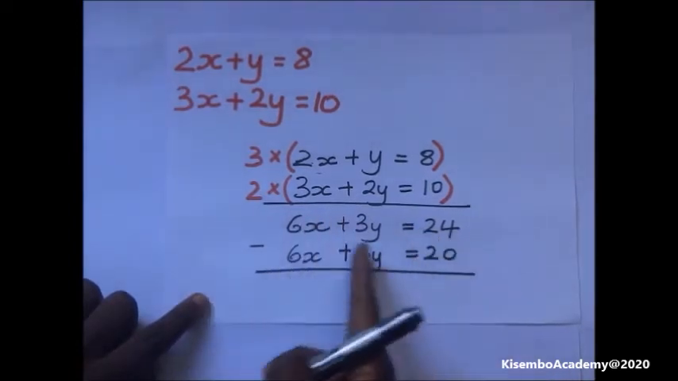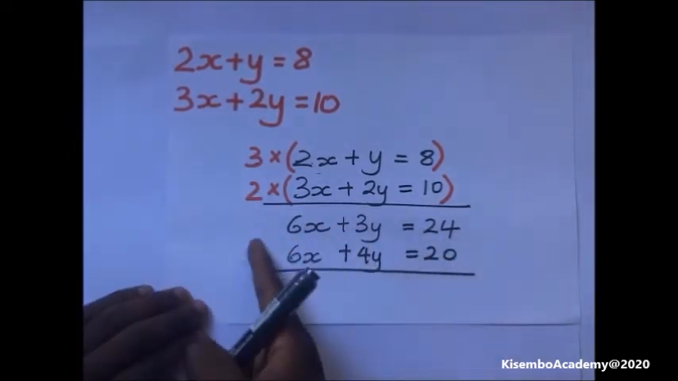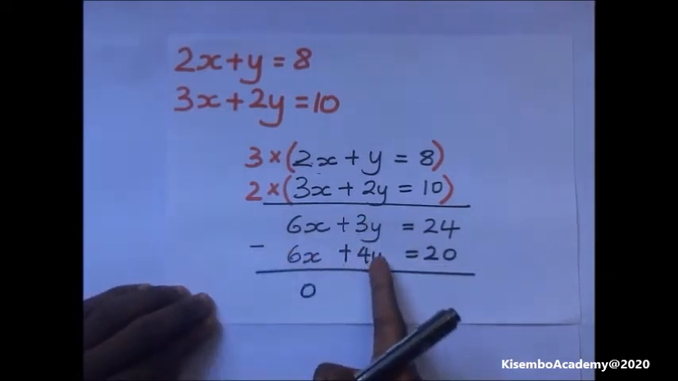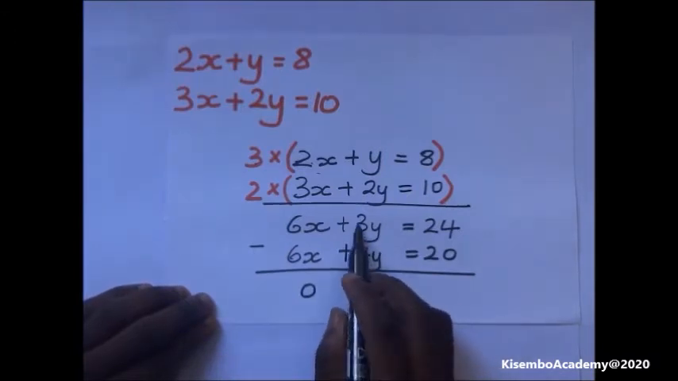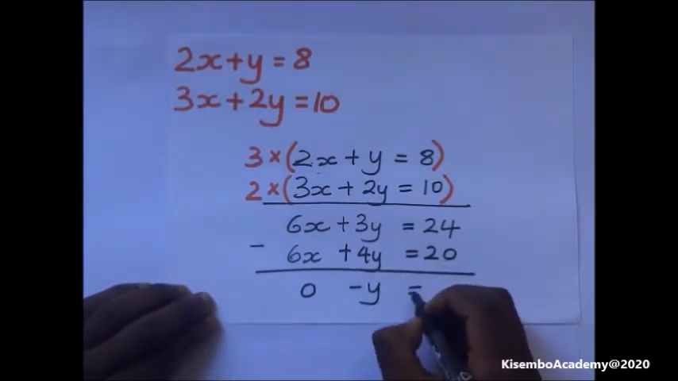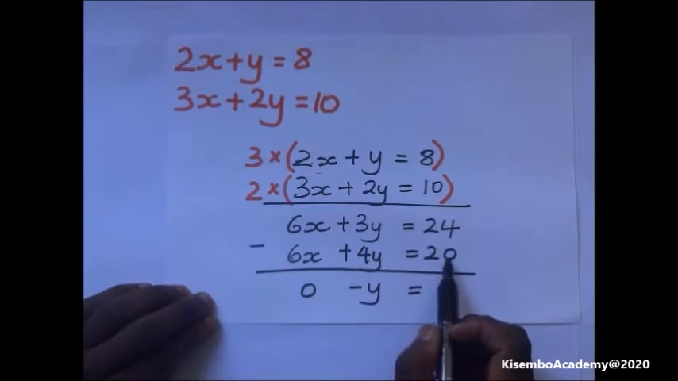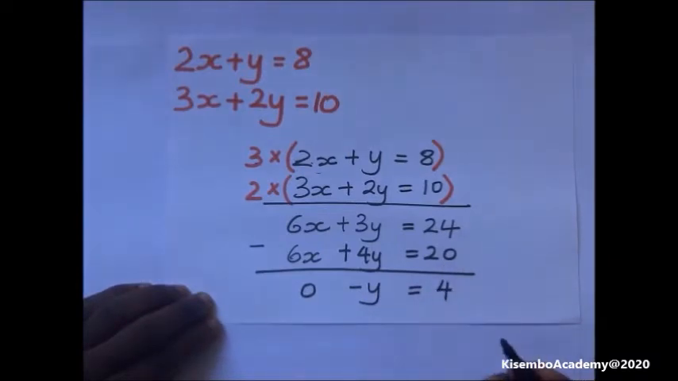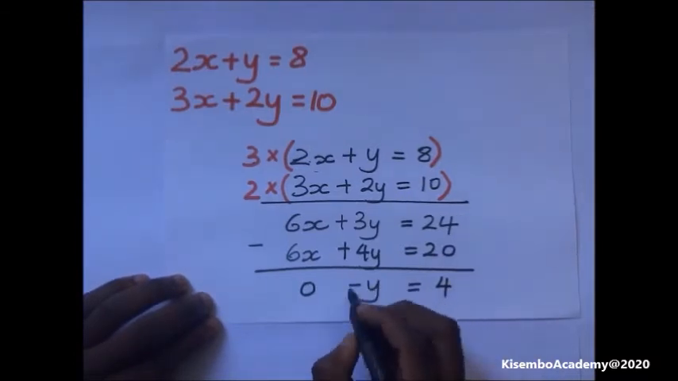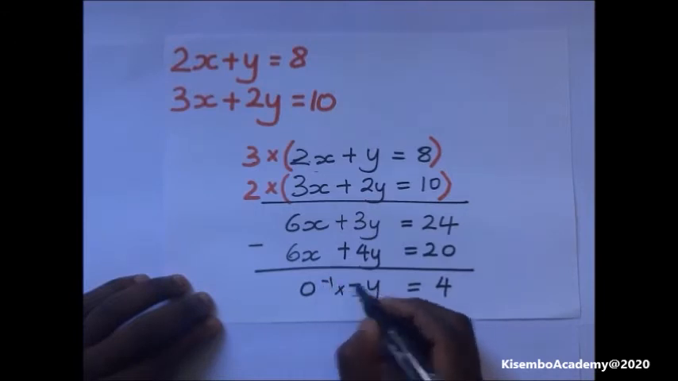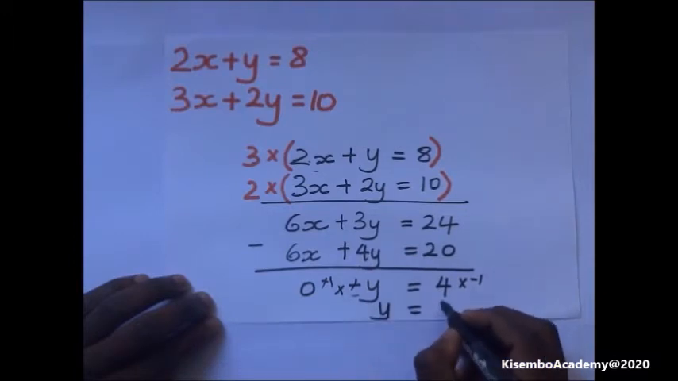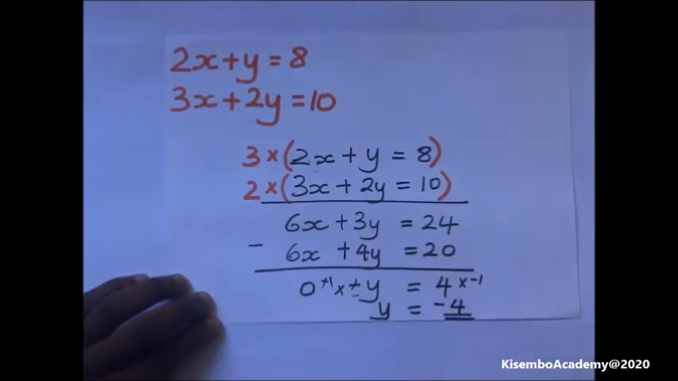So we subtract this minus that. 6x minus 6x is going to give us 0. Then 3y minus positive 4y is going to give us negative y, and 24 minus 20 is going to give us 4. So negative y is equal to 4. If we multiply both sides by negative 1, to eliminate this negative from the y, we end up with our value of y as negative 4. So our value of y is negative 4.